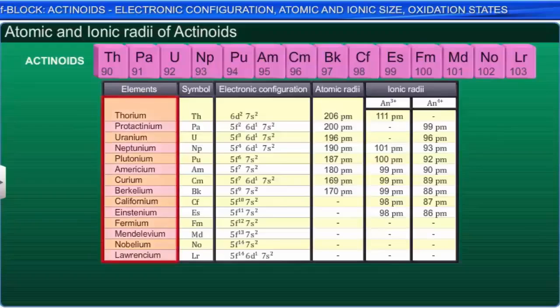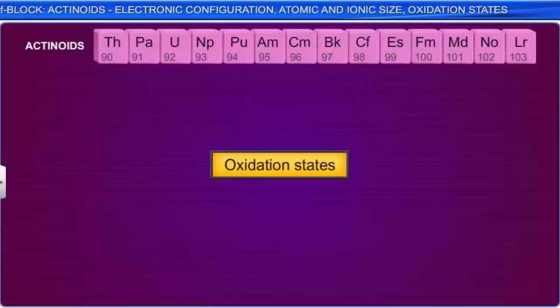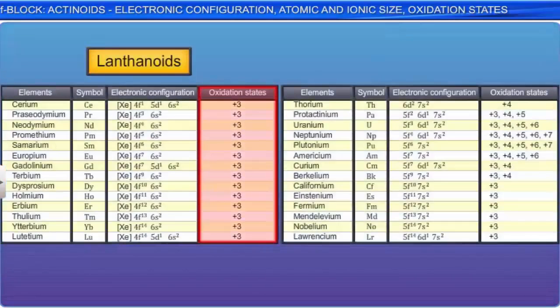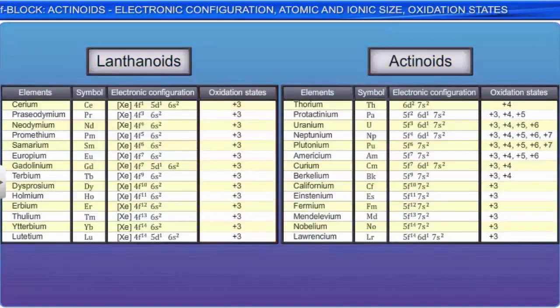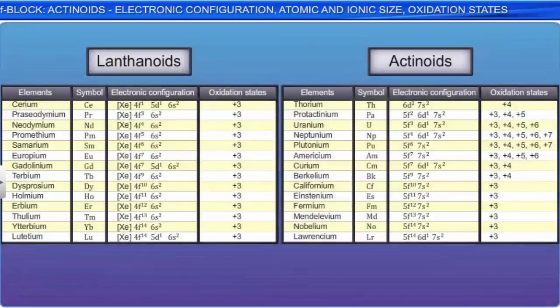Now, let's talk about the oxidation states of these elements. Unlike lanthanoids, actinoids show a variety of oxidation states. This is attributed to the small energy difference between the 5f, 6d, and 7s levels. The oxidation states of these elements are given in the table. You can see that +3 is the common oxidation state of actinoids.